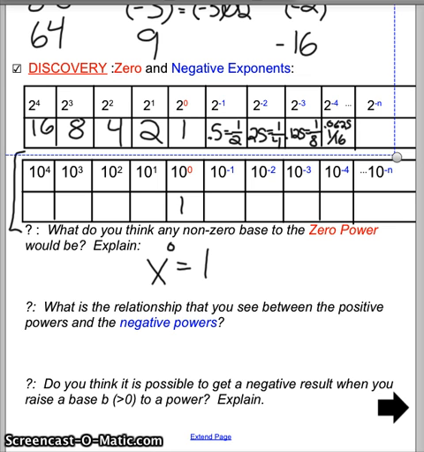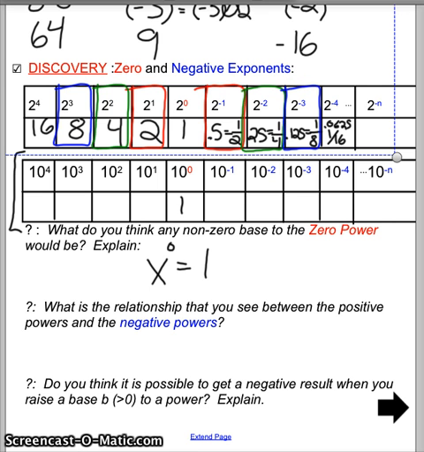So, what is the relationship that you see between positive powers and negative powers? So for that, what I want you to consider is, here is to the first and to the negative 1. 2 versus 1/2. To the second power, to the negative 2 power. You got 4 and 1/4. To the third power, you got 8. To the negative 3 power, you got 1/8.